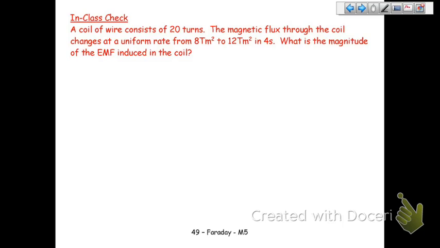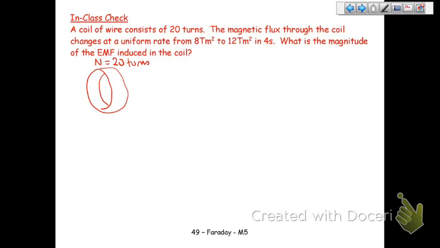So a coil of wire consists of 20 turns. The magnetic flux through the coil of wire changes at a uniform rate from 8 Tesla to 12 Tesla in 4 seconds. What's the magnitude of the EMF? So first of all, visualize. I have a coil. I draw my coils like that, basically. I try and show there's a certain amount of width to them. And basically N equals 20 turns.